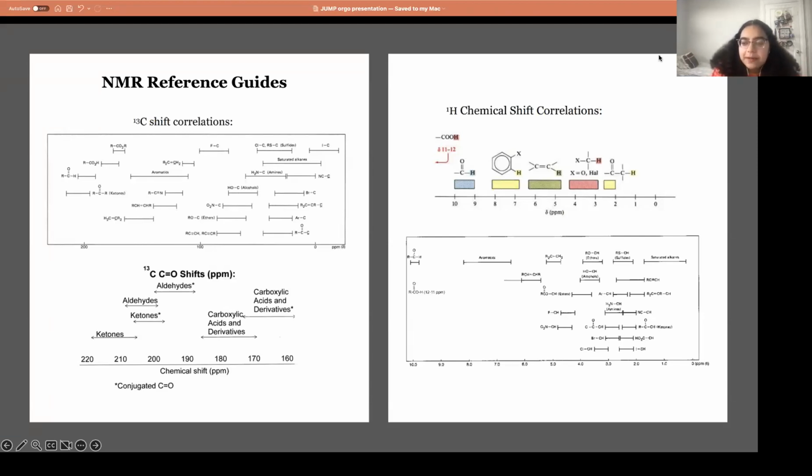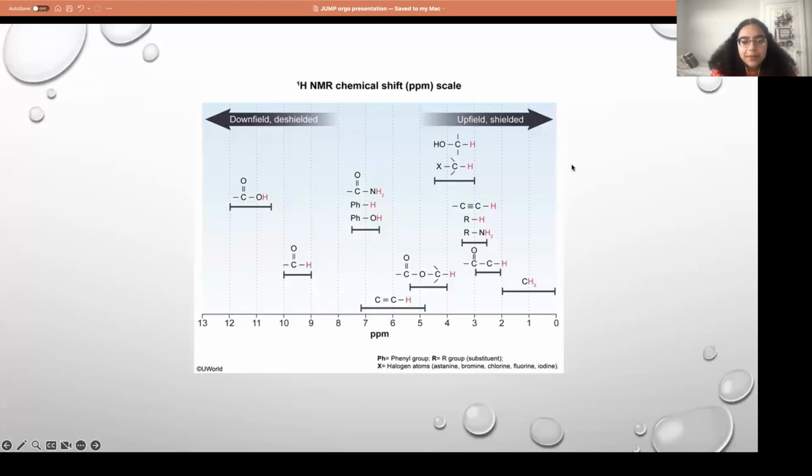So for example, usually the rule is if you're more polar, you'll be shifted, but you can see the different groups and where it would end up if you have a hydrogen next to one of those groups. Here's another maybe clearer version. This one's from UWorld. So shielded would mean it's not shifted much, it's upfield, and then downfield is deshielded. And so a common one you can see is the carboxylic acid is the most downfield.